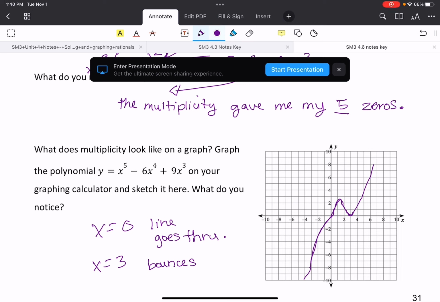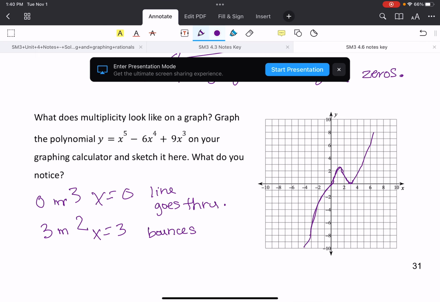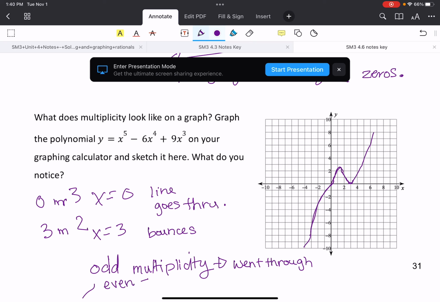We noticed that our multiplicity was 0 with multiplicity 3, and 3 with multiplicity 2. What's the difference between 3 and 2? Odd versus even. So with odd multiplicity, it went through. At even, it bounced.